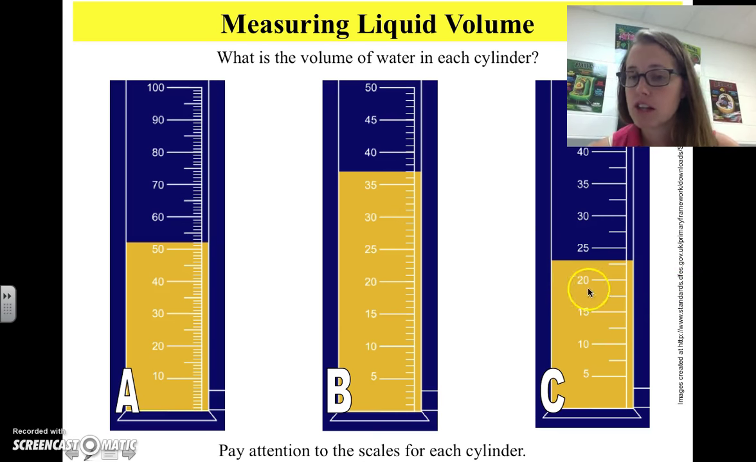So to measure this, we'd look at the largest line again. So this is 20. We know that this is 2.5, so 22.5, and it's just above that. So we would estimate in this case, and I would probably estimate that to be about 23.